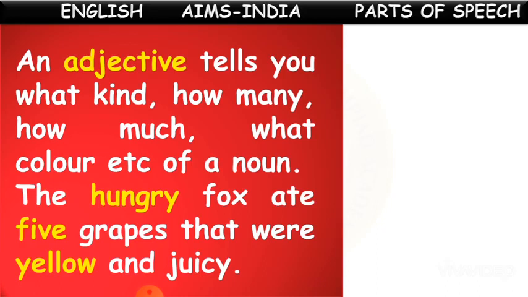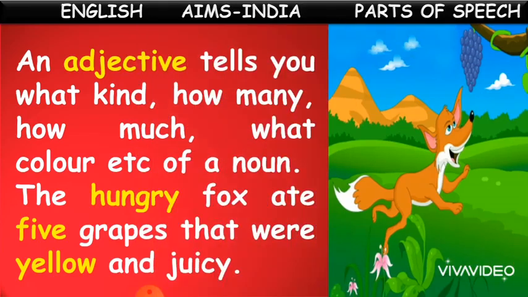What is it? An adjective. What is an adjective? An adjective tells you what kind, how many, how much, what color, etc. of a noun. It tells what kind of noun it is, how many. If the noun is a thing, then how many are there? How much is there? What color is it? All of this is known as an adjective. The word that tells about all these is known as an adjective.